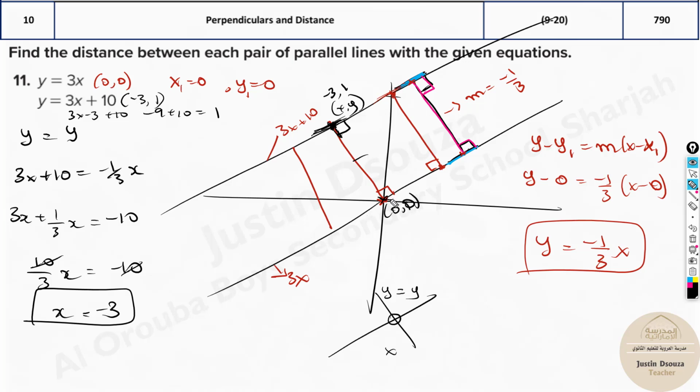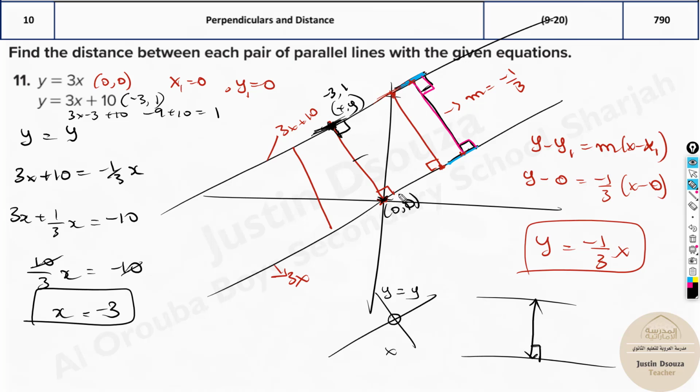So what do these points tell us? The distance between these two points is the perpendicular distance. If you have two parallel lines like this, to find the distance, you always have to find the perpendicular distance, which is at 90 degrees. That's the altitude or the height. So this is the thing.